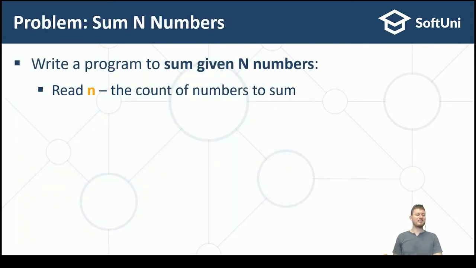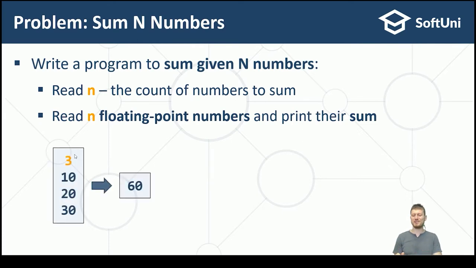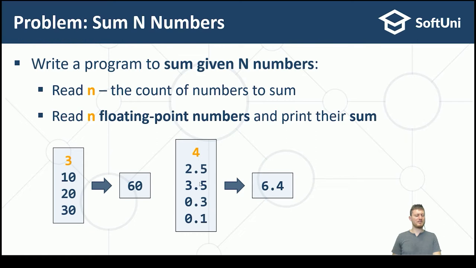Okay, so let's go ahead with another example. It's about writing a program to sum given n numbers. So it reads from the input n, which is the count of the numbers to come, and after that it reads n floating point numbers, it calculates and prints their sum. So for example, if we want to sum the numbers 10, 20, and 30, we should first specify that we'll have three numbers, and after that we'll enter 10, 20, and 30, and the sum will be 60. So this is the input. It first enters the number n here, and after that n times it enters a floating point number. Another example is this 4, and we sum these numbers and the result is 6.4.